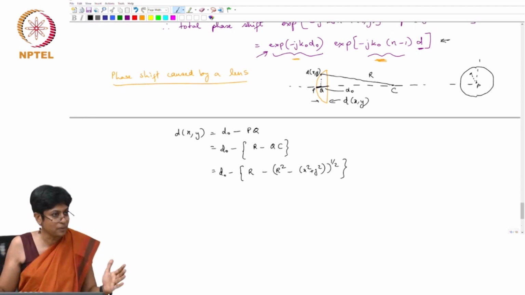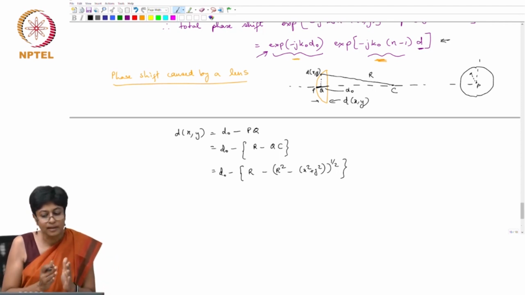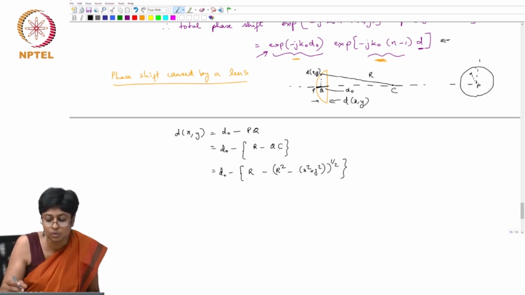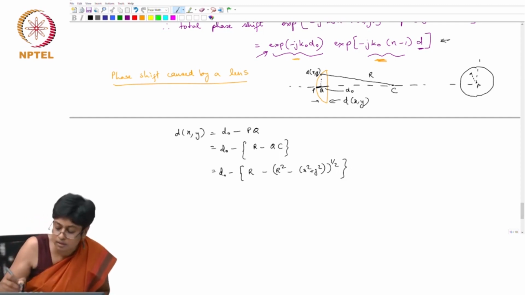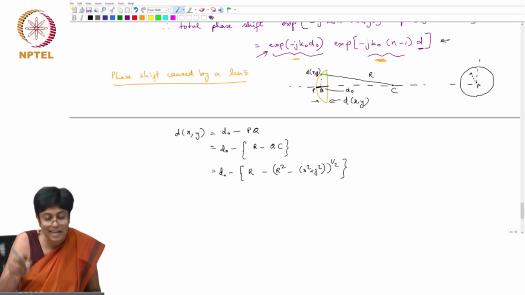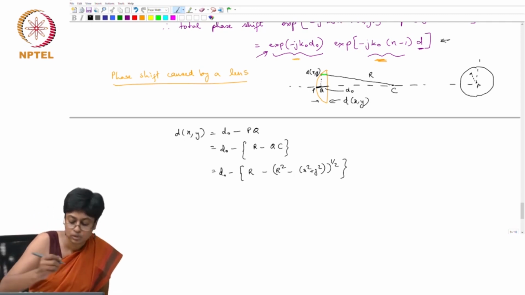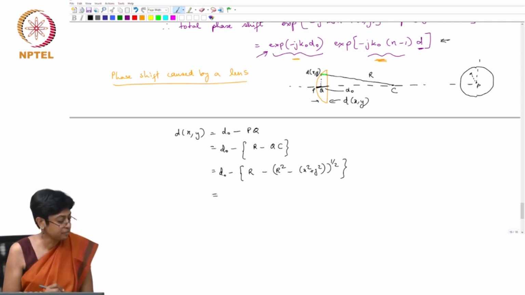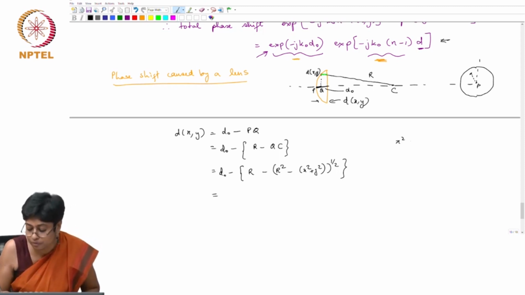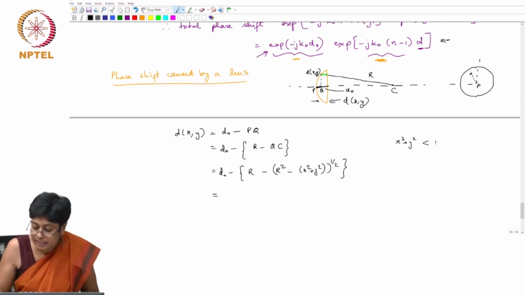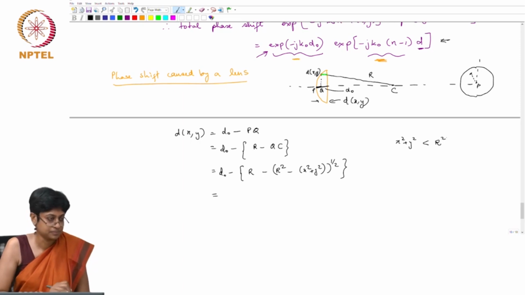So at the thickest point, the lens has a thickness D naught, or a width D naught. And then if we subtract PQ, that will give us this. So at that position, it gives us the thickness of the glass. So if I simplify and write this, as well as take into account the fact that x squared plus y squared can be less than R squared.